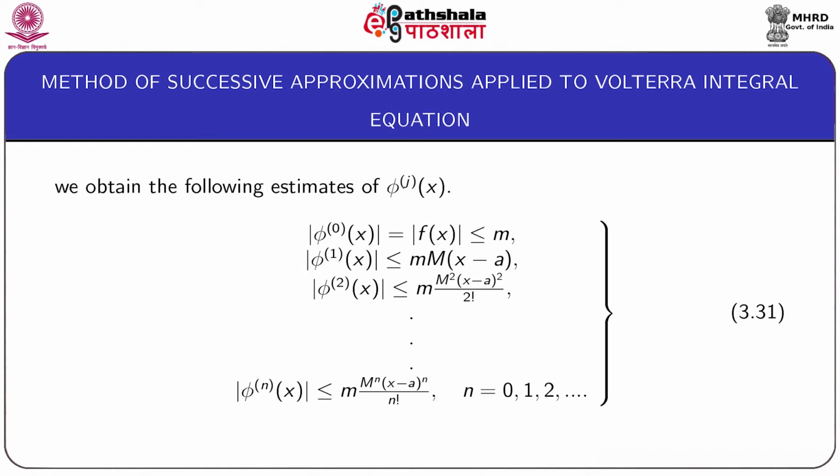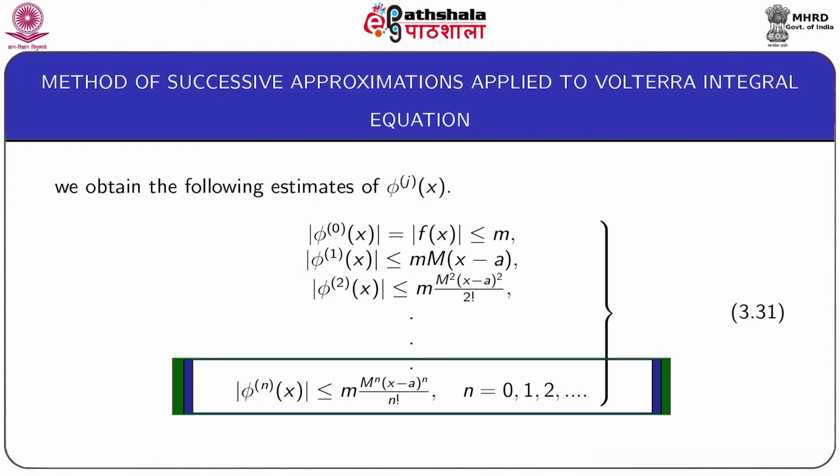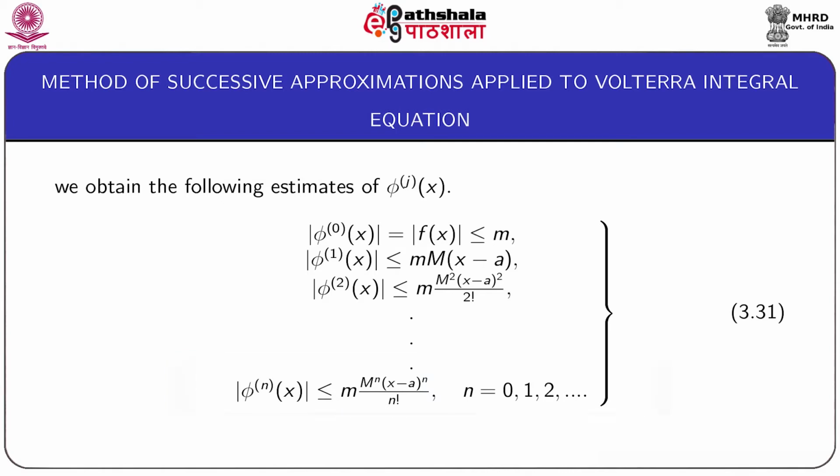Similarly, mod of phi superscript 2 x is less than or equal to small m into capital M square into x minus a whole square divided by 2 factorial. In a similar way, mod phi superscript n x is less than or equal to small m into capital M to the power n into x minus a to the power n divided by n factorial.